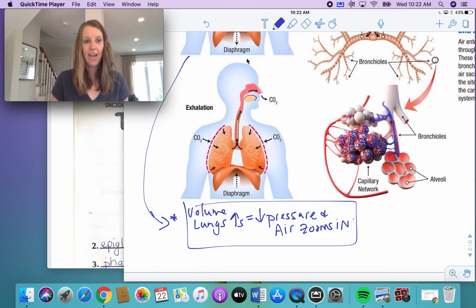All right, so exhalation, the volume decreases. Why? Because the diaphragm and the muscles relax, causing your lungs to decrease. That causes the air pressure to increase, and then your air will exhale from your lungs out of your body.